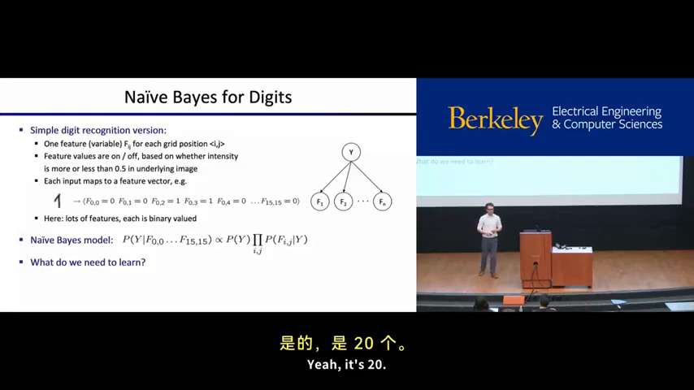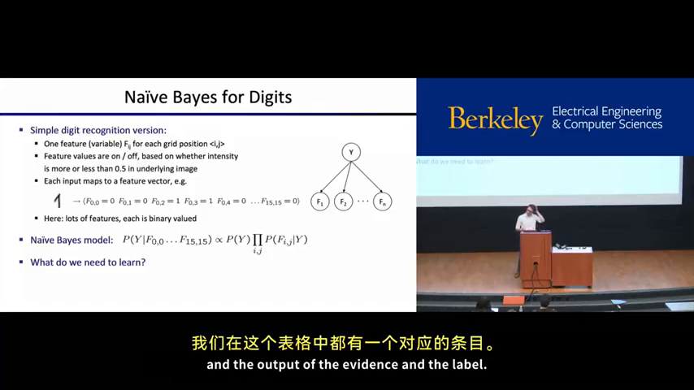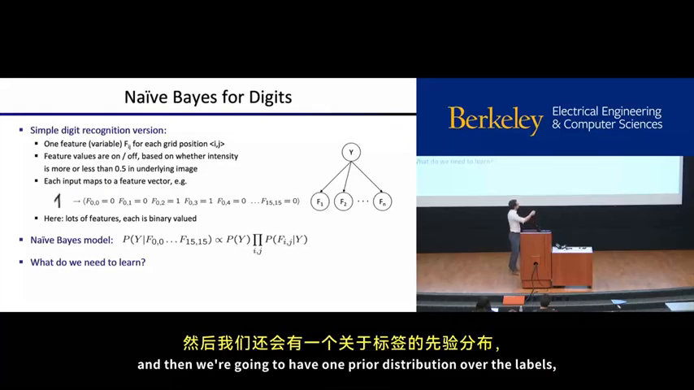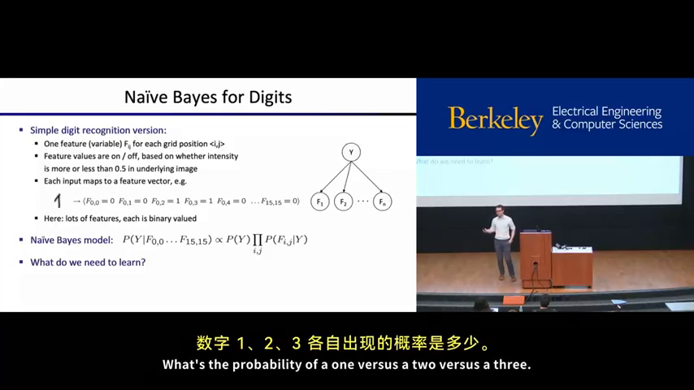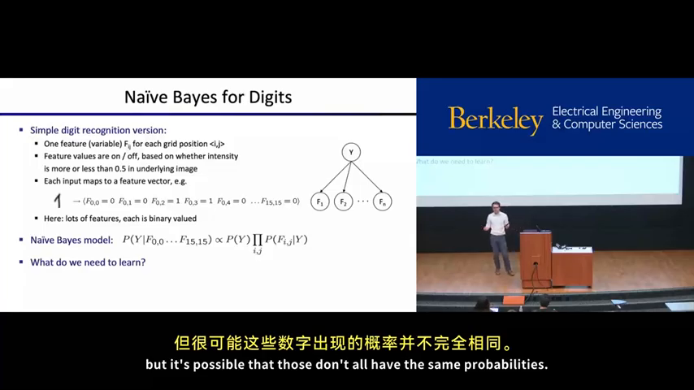Yeah, 20. So we have one entry in this table for each of the possible values of the input and the output, of the evidence and the label. Okay, so we're going to have n of those, and then we're going to have one prior distribution over the labels, and this is going to say 10 more entries: what's the probability of a 1 versus a 2 versus a 3? And I don't know how zip codes go, but it's possible that those don't all have the same probabilities.